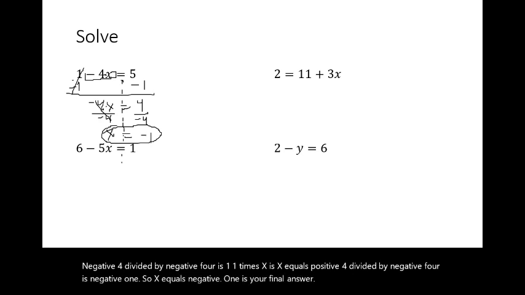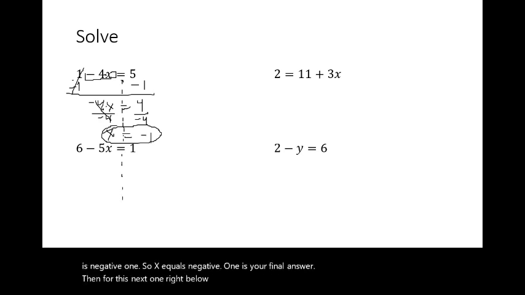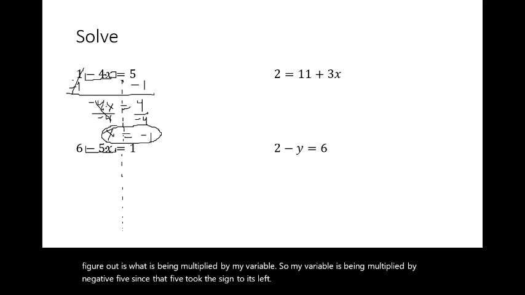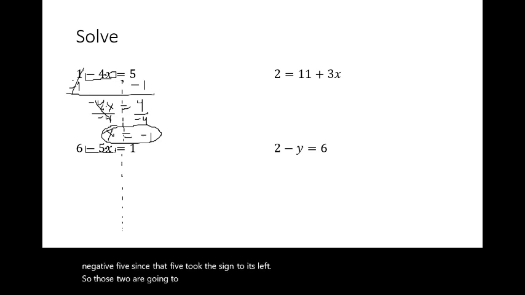Then for this next one right below it, the x is on the left-hand side, so I'm going to focus on that side. And the first thing I'm going to figure out is what is being multiplied by my variable. So my variable is being multiplied by -5, since that 5 took the sign to its left. So those two are going to be attached for now, leaving us with this 6 that does not have a variable.